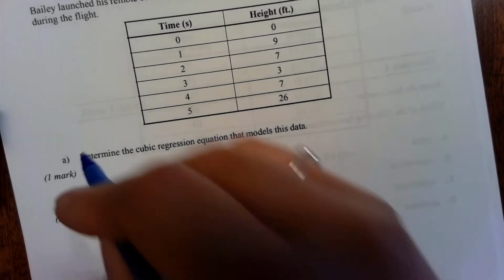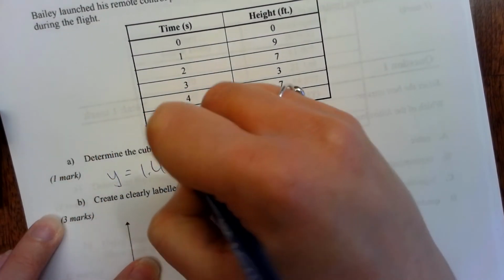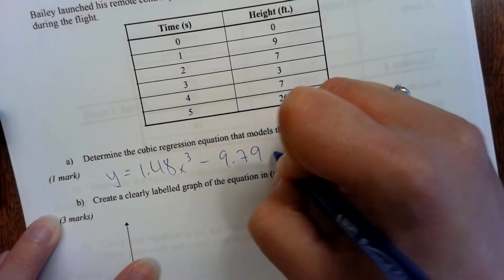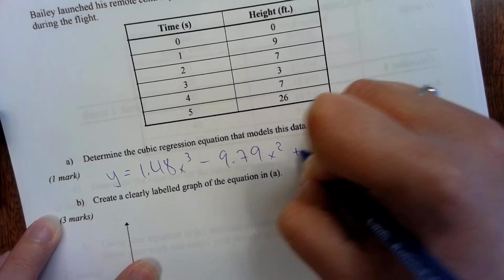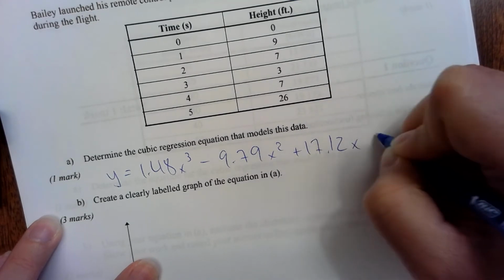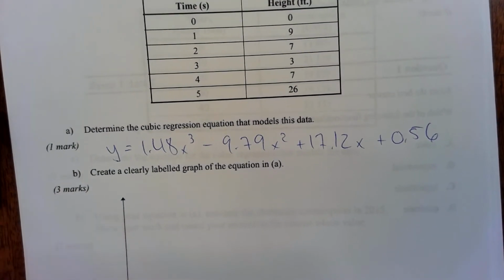So what I type in, what I put in this spot, is this right here. A is 1.48 x cubed minus 9.79 x squared plus 17.12 x plus 0.56. Oh, that's pretty long, but that's okay.